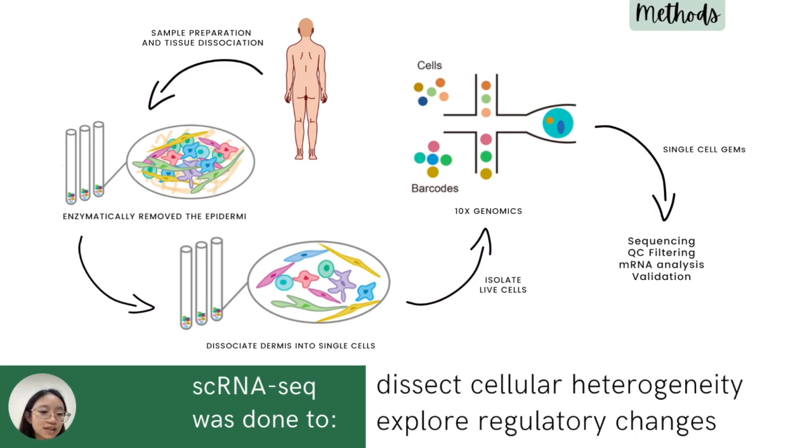They got samples of keloid and normal scar tissues from patients with consent, removed the epidermis with Dispase 2, and dissociated or separated the dermis into single cells with collagenase 4. After filtering the resulting cell suspension, they sent the samples to Novogene for library preparation and sequencing. They utilized the 10x Genomics platform. They attach a specific barcode or unique molecular identifier to each cell. Cells were partitioned into gel beads in emulsion, or single-cell GEMs, and proceeded with sequencing, data processing, analysis, and validation.